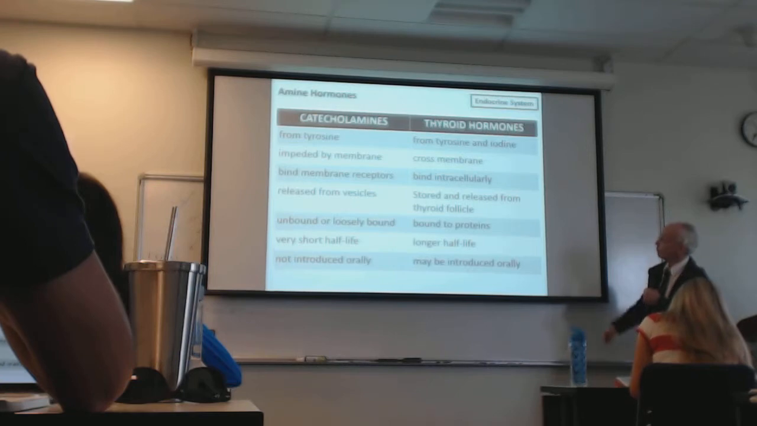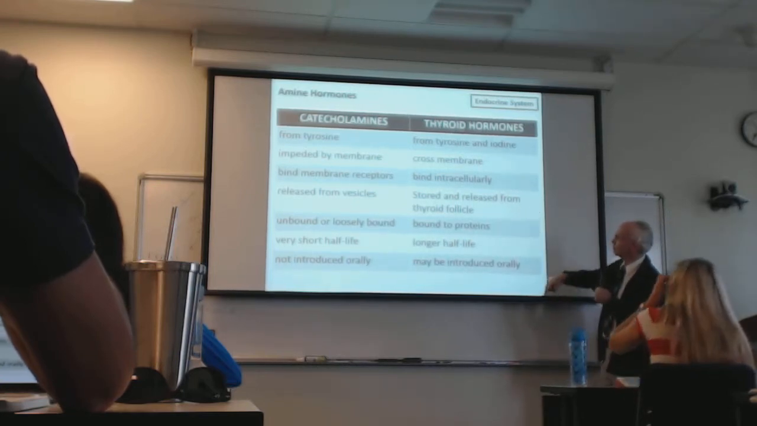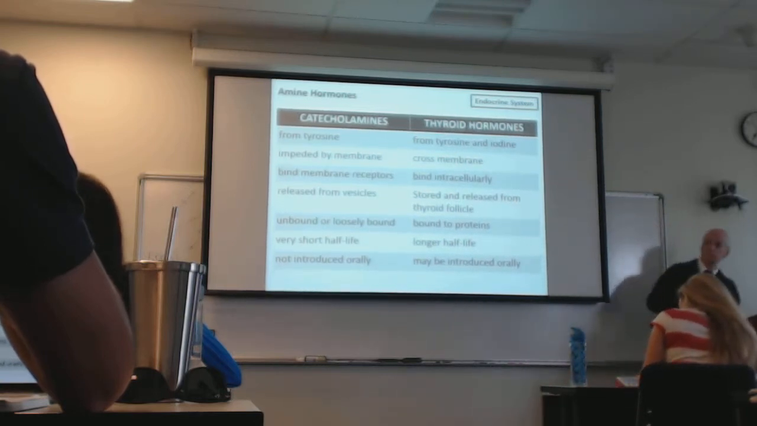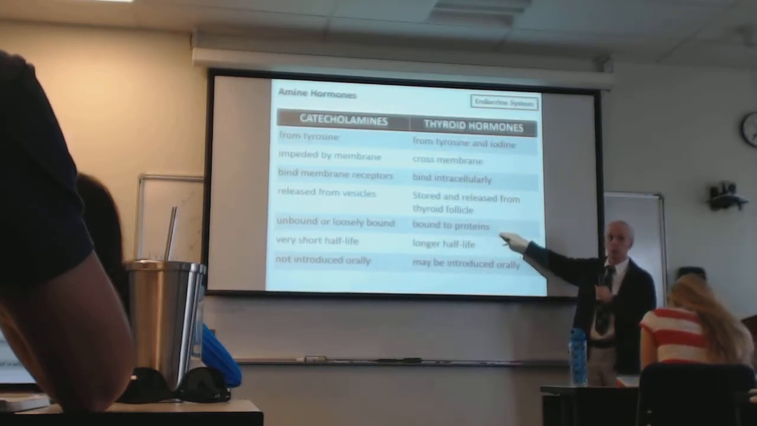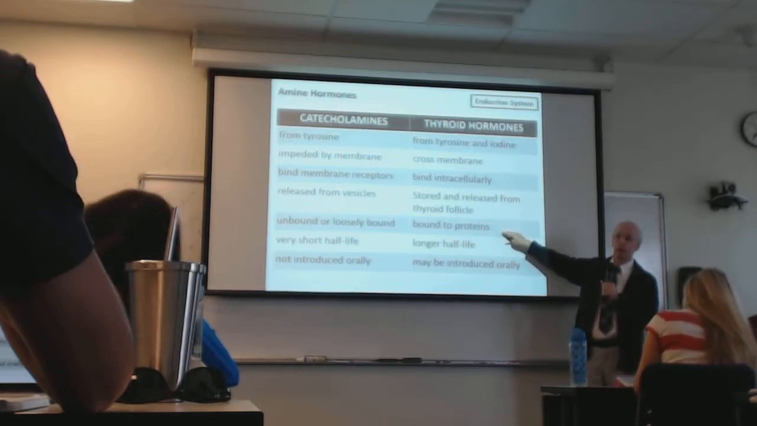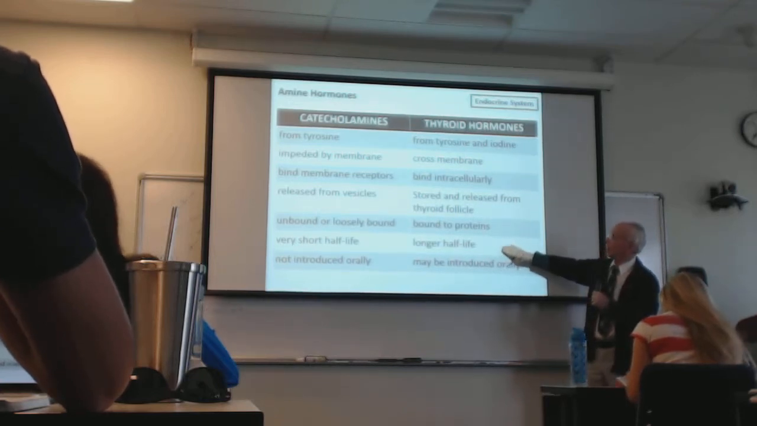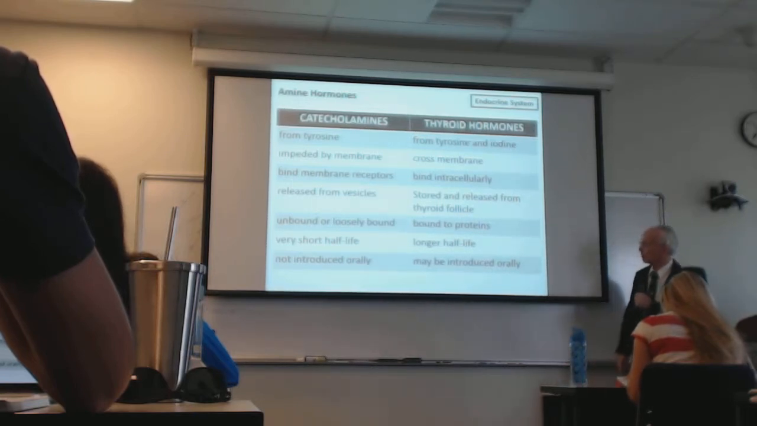They're going to be stored and released from the thyroid follicle. We'll talk a little bit about thyroid hormone synthesis. They do have to be bound in transit because they're relatively insoluble in the blood. Remember, we looked at it earlier. What was the chaperone for thyroid hormone? Yeah, TBG, thyroid binding globulin. That's the most common one. And they have a much longer half-life, largely because, once again, of this circulating chaperone.